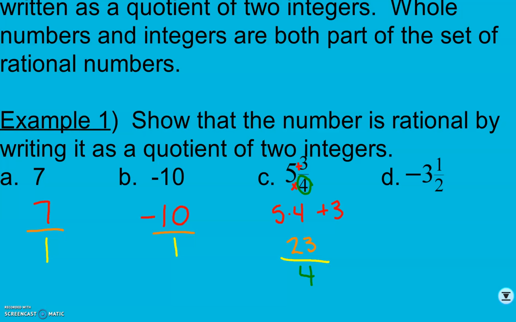Works the same way if it's negative. We just label it negative, and now we work with just the numbers. So 2 times 3 plus 1. Denominator times whole number plus numerator. Gives me 6 plus 1, which is 7. So right now I have negative 7. And that's still over my denominator here, which is a 2. So here we've switched both positive and negative whole numbers and mixed numbers into the quotient of two integers.